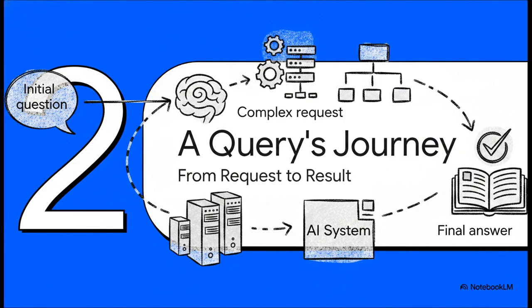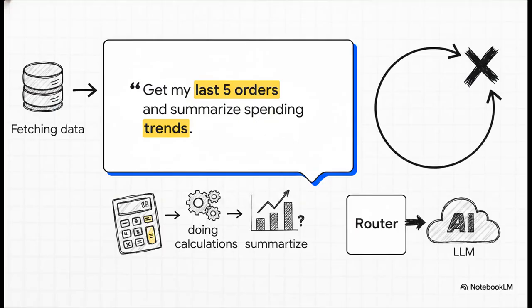Okay, so let's see how this actually works in practice. What we're going to do is follow one single complex request on its journey all the way through this orchestrated system, from the moment the question is asked to the final result. All right, here's our query. "Get my last 5 orders and summarize spending trends." Now, on the surface, that seems pretty simple, right? But it actually involves a bunch of different steps. You've got to fetch data, do some calculations, and then summarize everything. If you send this directly to an LLM, it's a total gamble.